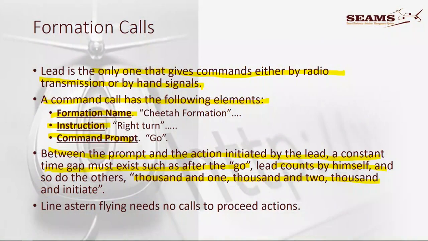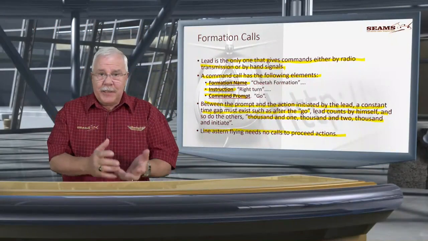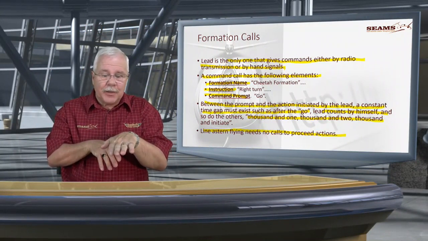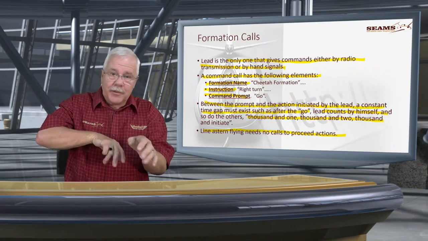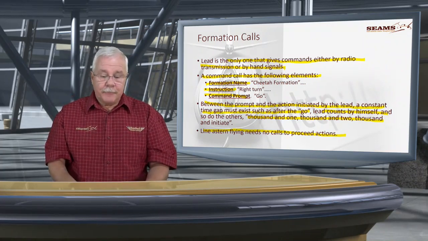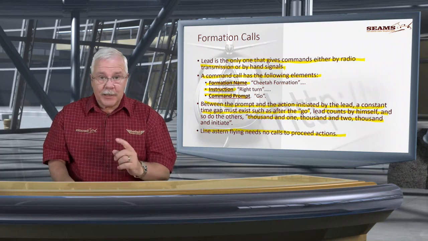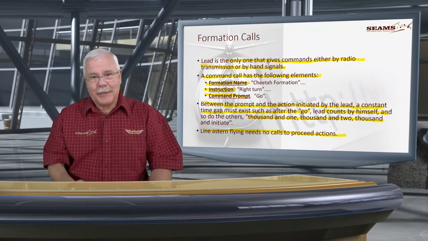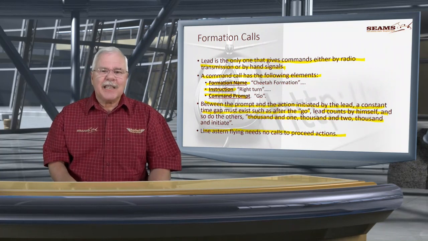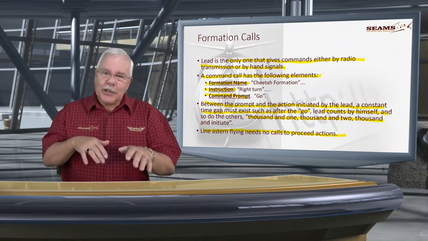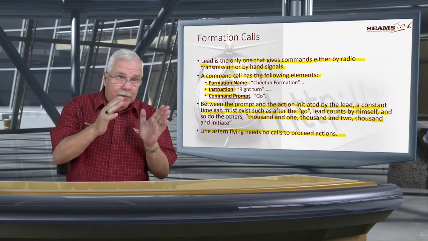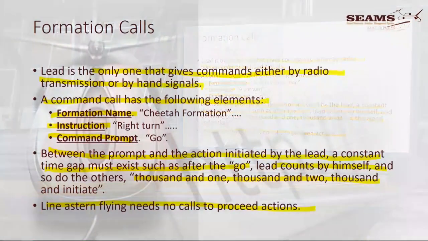Line astern flying needs no calls to precede the actions. Nobody can see you. It's line astern. It's actually quite easy. If the leader wants to turn left, he simply starts slowly rolling in left, and the rest of the formation will follow. You don't need to call that. If you want to call it, it's the same: Cheetah formation, left turn, go. And then you can start the roll in. So it's not needed, but it doesn't mean that you need not do it. In the beginning, we actually like to call it so that you can get used to the fact that something is going to happen. But if you sit line astern and you keep that picture, and that picture changes, you just stay in the position for that picture.